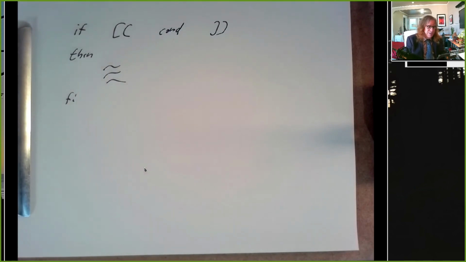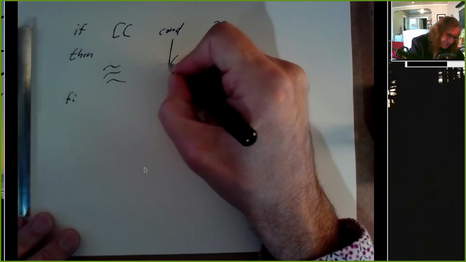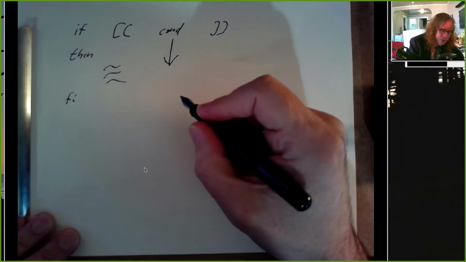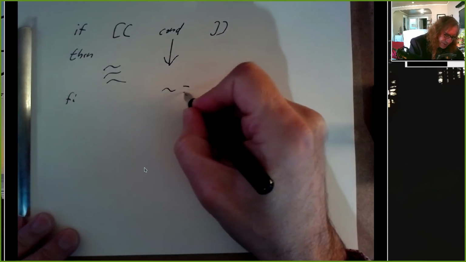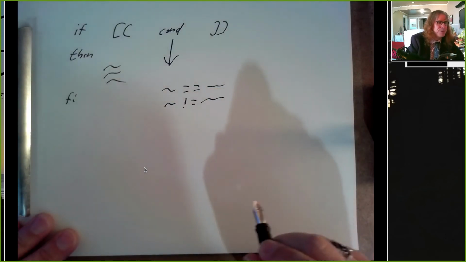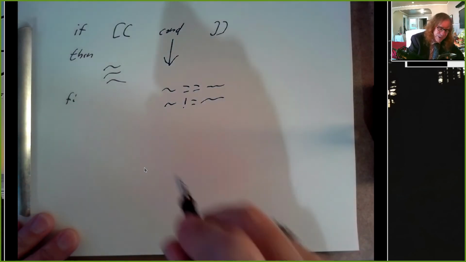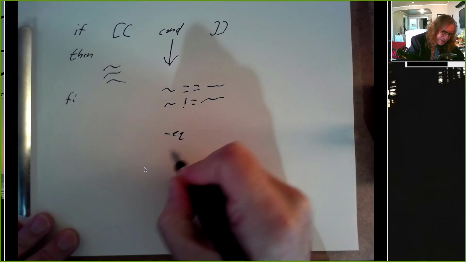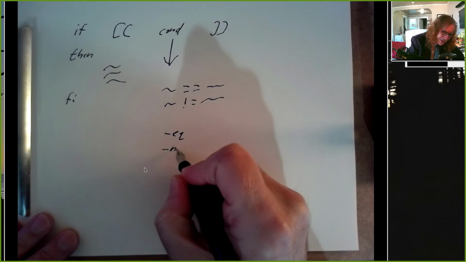All right. And your condition should have one of two forms. If you're comparing strings, you know, something equals something, or maybe something not equal to something. If you're comparing numbers, you've got to use -eq, -ne, greater than, etc. Any of those 6 comparisons.